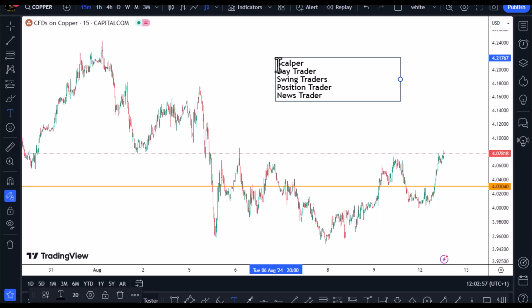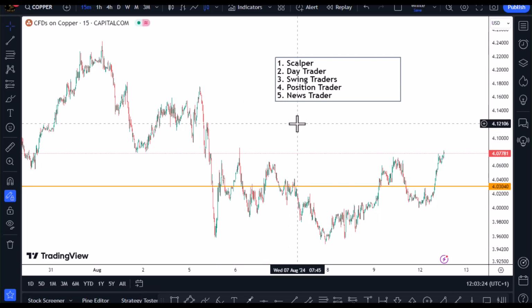If you count from the beginning, this is 1. We have the first trader right here, that is a scalper. We have the second trader, that is a day trader. We have the third trader, that is a swing trader. We have the fourth trader, that is a position trader. We have the fifth trader, that is a news trader.